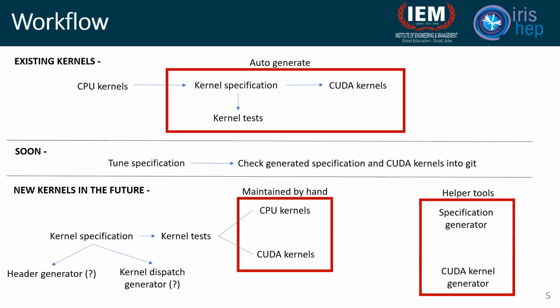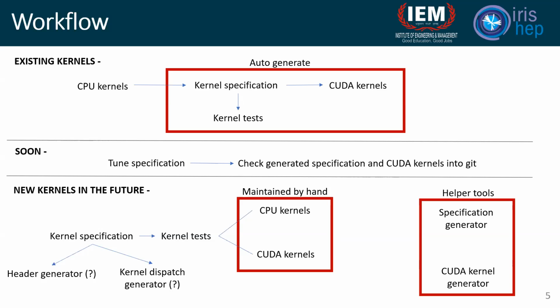So speaking about the workflow, at the beginning of the summer, just the CPU kernels existed in the code base. And right now, we generate a specification from it. We generate CUDA kernels from that specification, and we also generate tests from that specification. So all of this is generated automatically, and all of this is derived from the CPU kernels that existed in the code base earlier.